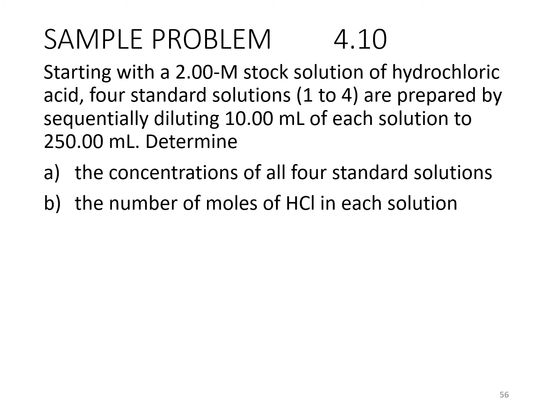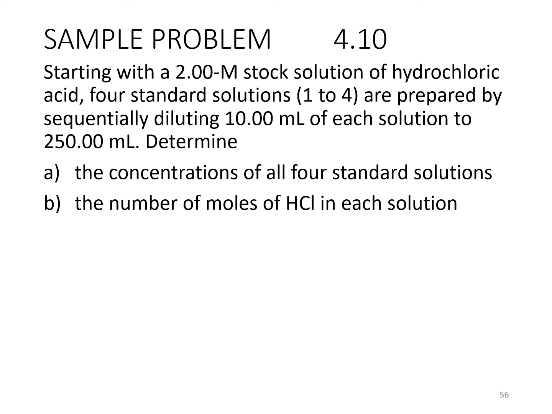So we start with a 2 molar stock solution of hydrochloric acid. We're going to try and make 4 standard solutions prepared sequentially by diluting 10 milliliters of each solution up to 250 milliliters. Okay, so we're going to determine the concentration of all 4 standard solutions and the number of moles of HCl in each solution. We're actually not going to do that part B necessarily, but remember, anytime we use M1V1 equals M2V2, the moles of the first solution and moles of the second solution do need to be equivalent. Okay, and then so on and so forth.